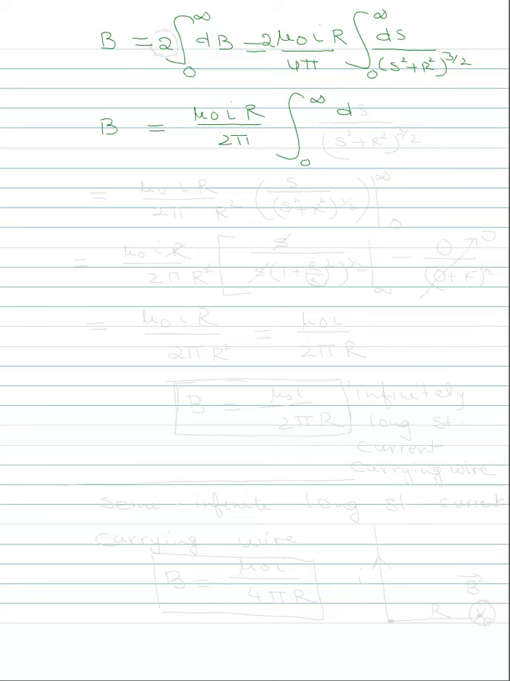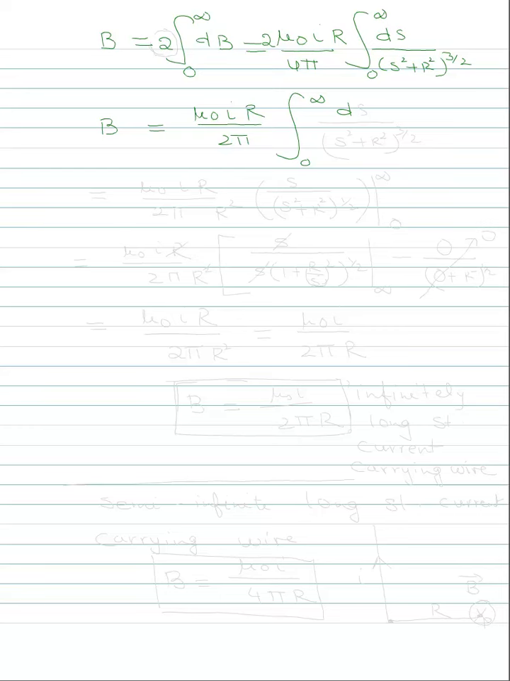So this comes from doing the integral. And so finally, you will not have anything in the numerator here, because you will actually get mu 0 I over 2 pi r. So that's the magnetic field due to an infinitely long straight current carrying wire.